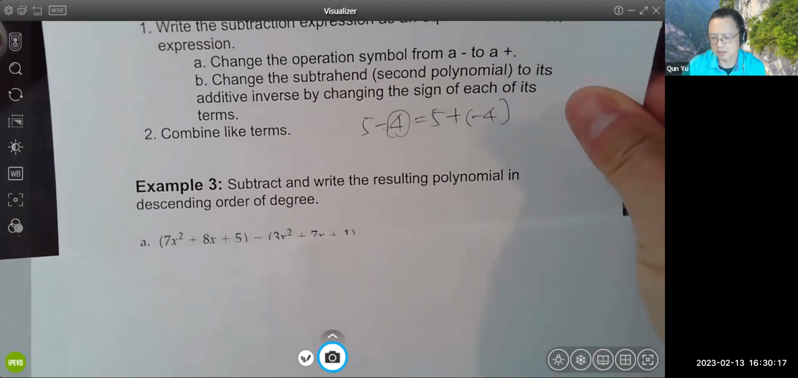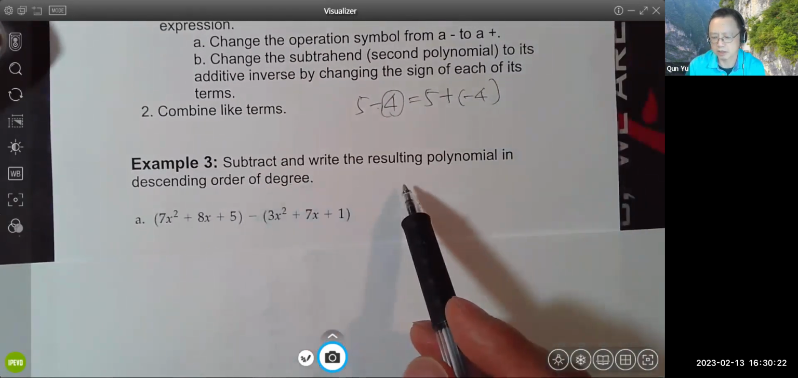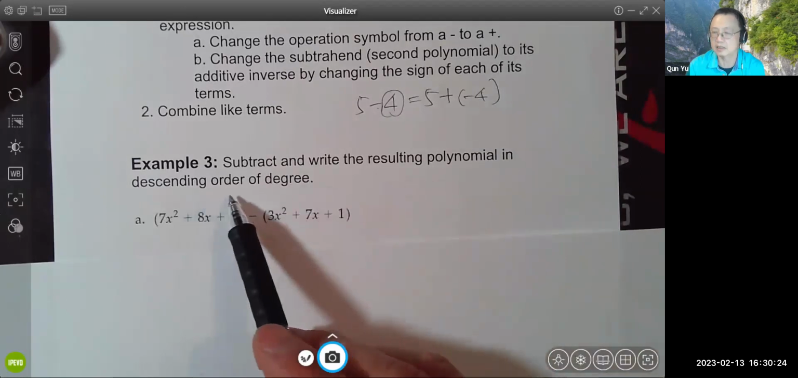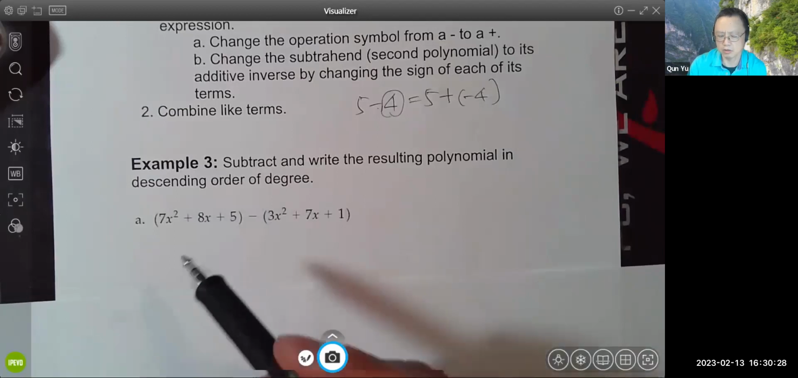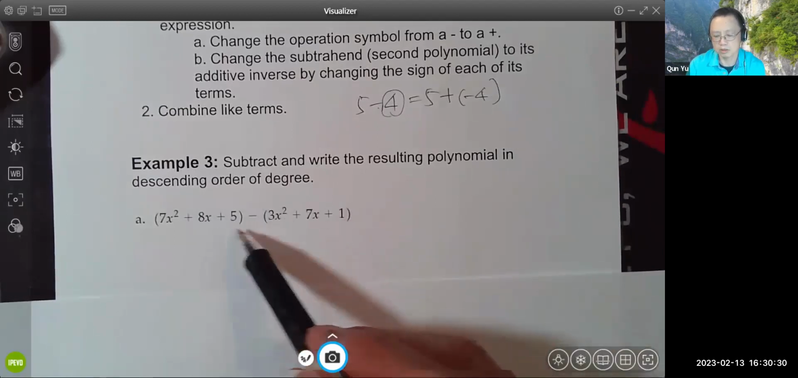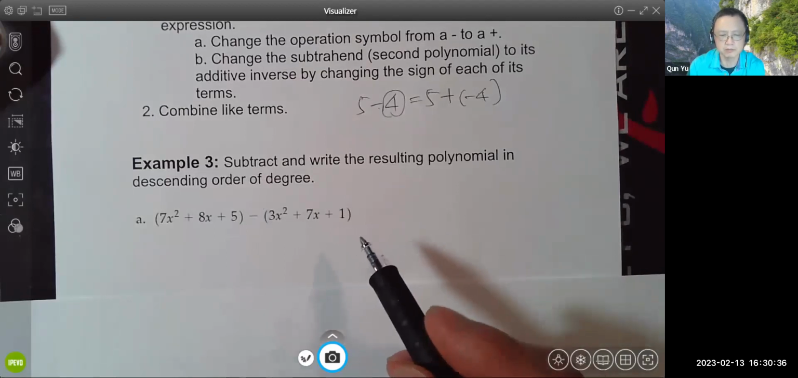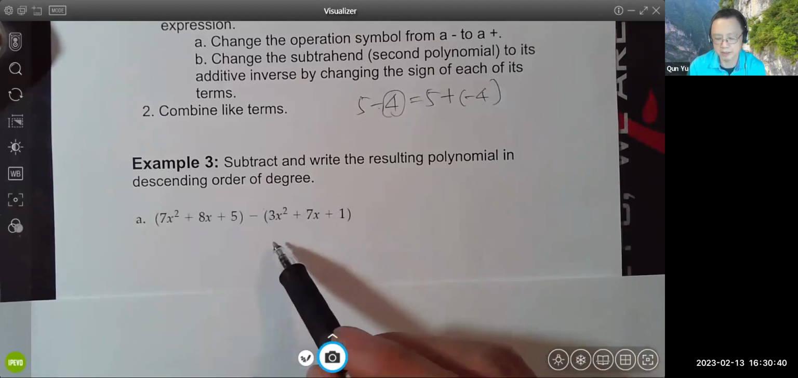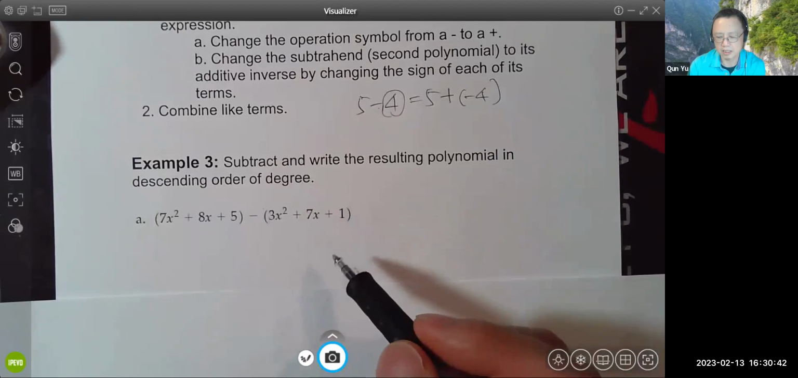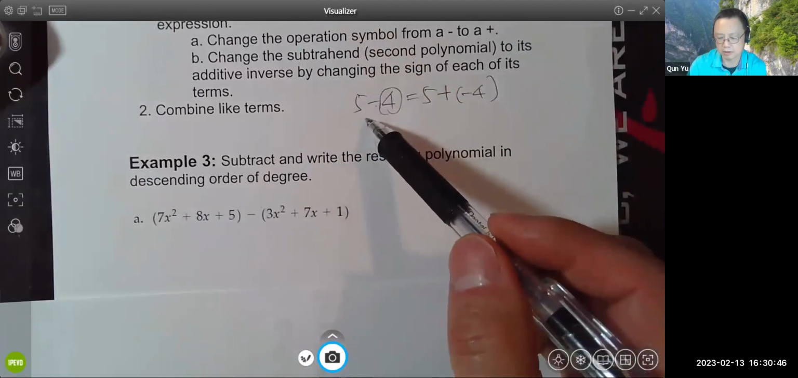Okay, now let's look at example 3. Subtract and write the resulting polynomial in descending order of degree. So now this is what we do. We don't want people to do subtraction directly because people will actually make mistakes. And unless you're really familiar with this, the first step is just follow this process demonstrated here.